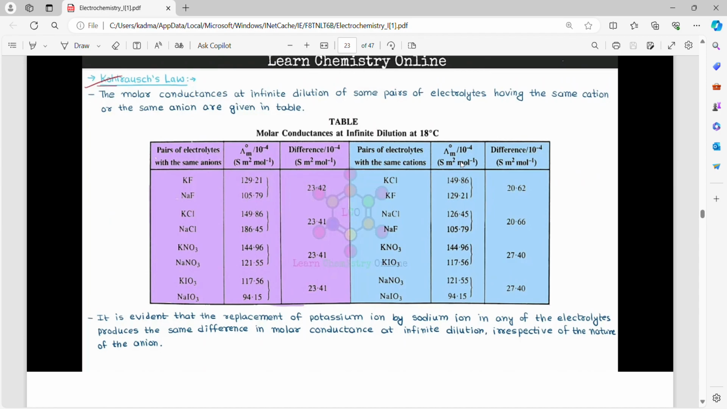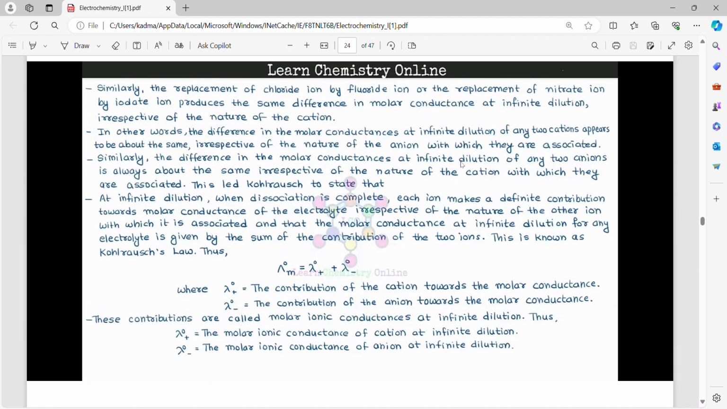Kohlrausch's law. The molar conductance at infinite dilution of some pairs of electrolytes having the same cation or the same anion is given in the table. It is evident that the replacement of potassium ions by sodium ions in any of the electrolytes produces the same difference in molar conductance at infinite dilution, irrespective of the nature of the anion. Similarly, the replacement of chloride ion by fluoride ion, or the replacement of nitrite ion by iodate ion, produces the same difference in molar conductance at infinite dilution, irrespective of the nature of the cation.